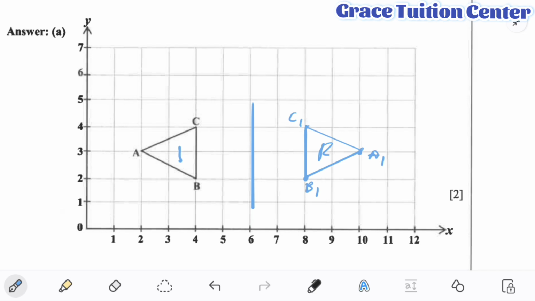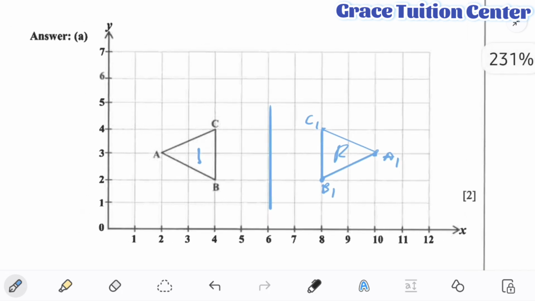Is that okay? Yeah, so this is exactly what the examiner expects you to do. Just plot this point, C1, A1, and B1 there. So we proceed. Let's go to the next question.